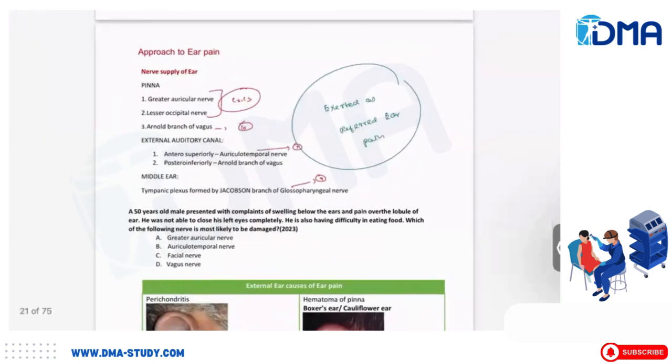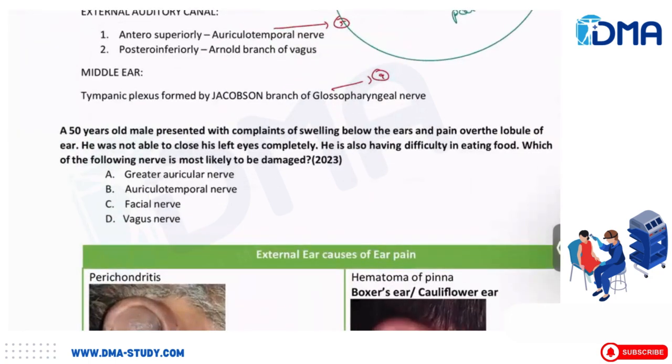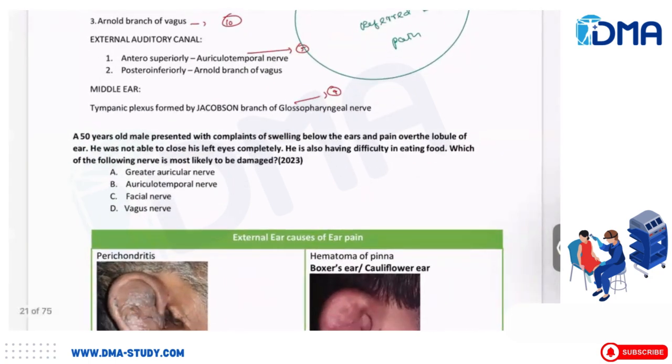Okay. So this question was asked last year. A 50-year-old male presents with complaints of swelling below the ear and pain over the lobule of the ear. He was not able to close his eyes completely. He is also having difficulty eating food. Which of the following is most likely to be damaged? See, pain over the lobule. He is having difficulty in eating food. So, what is the problem?